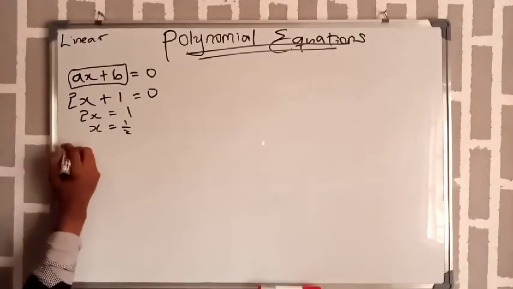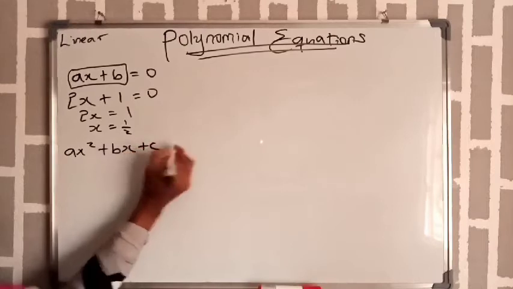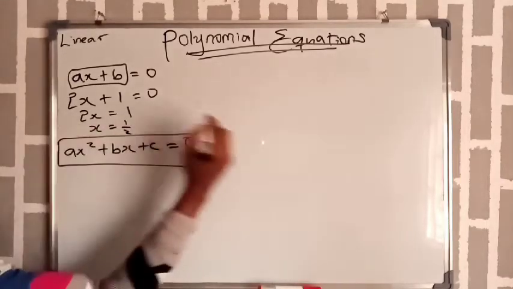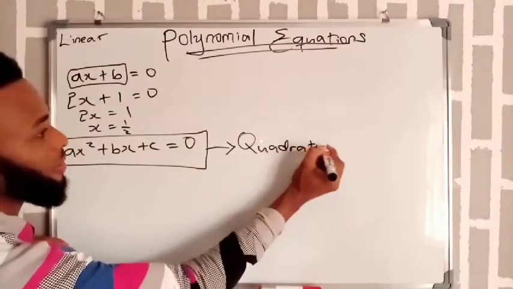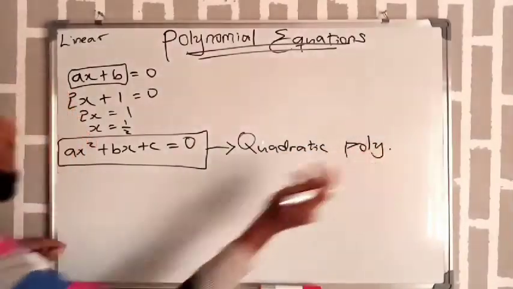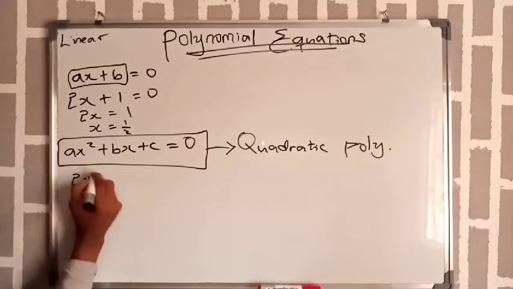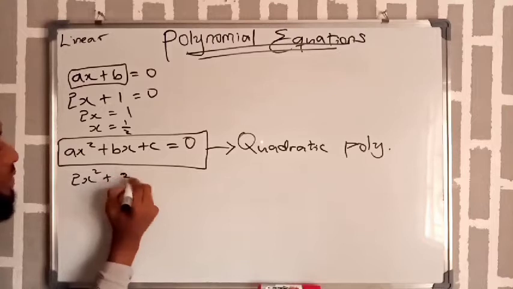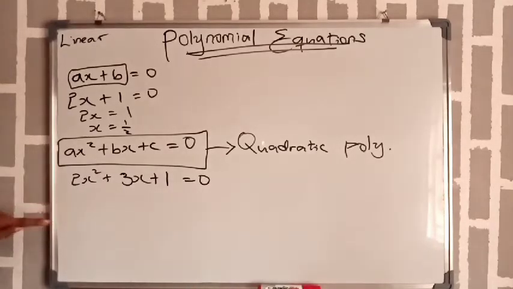The next would be ax squared plus bx plus c equals 0. This now is a quadratic polynomial. An example of this is 2x squared plus 3x plus 1 equals 0. There are so many methods of solving this.